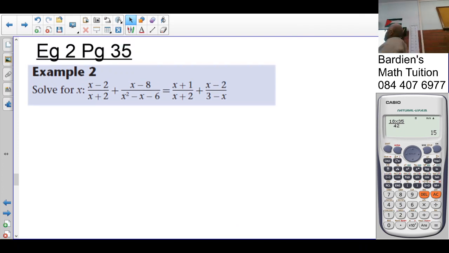Right. Example 2, page 35. The question says solve for x. So write this down. We're going to do it together.